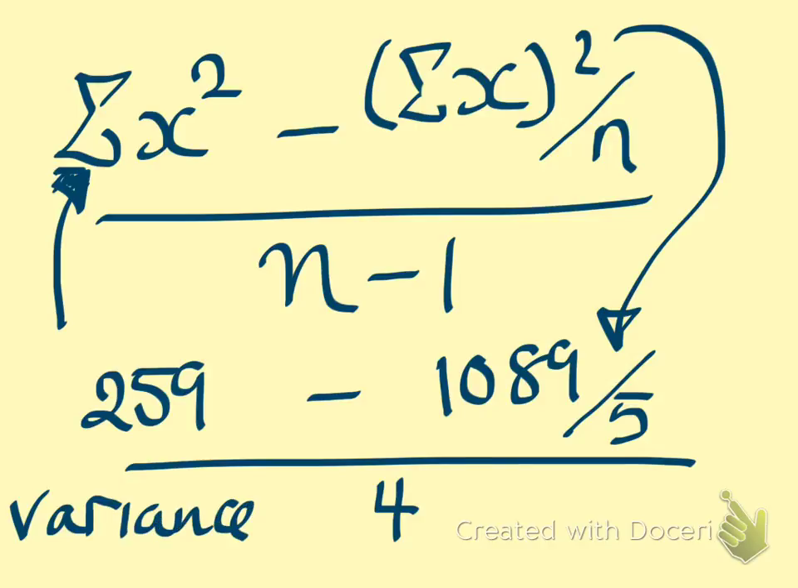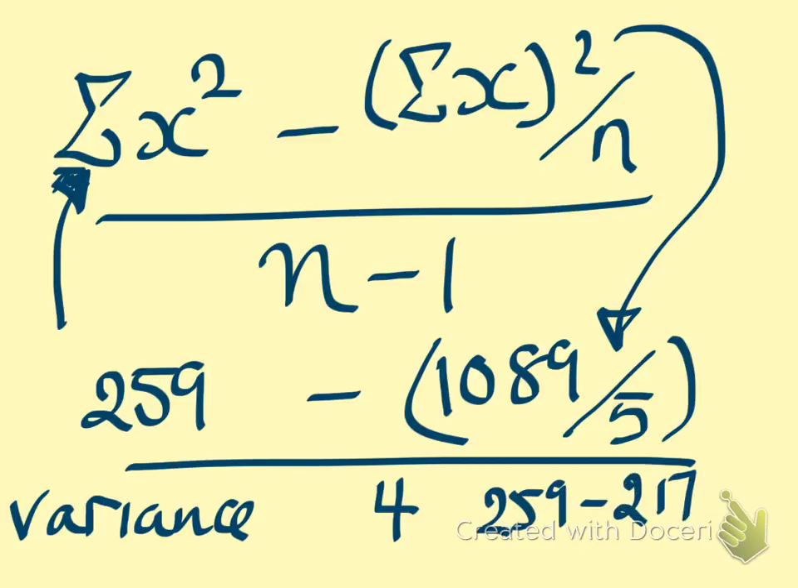If we work these out, this breaks down to 259 minus 217.8, divided by 4. This gives us a variance of 10.3. Okay, so hopefully that helps in terms of calculating the variance.